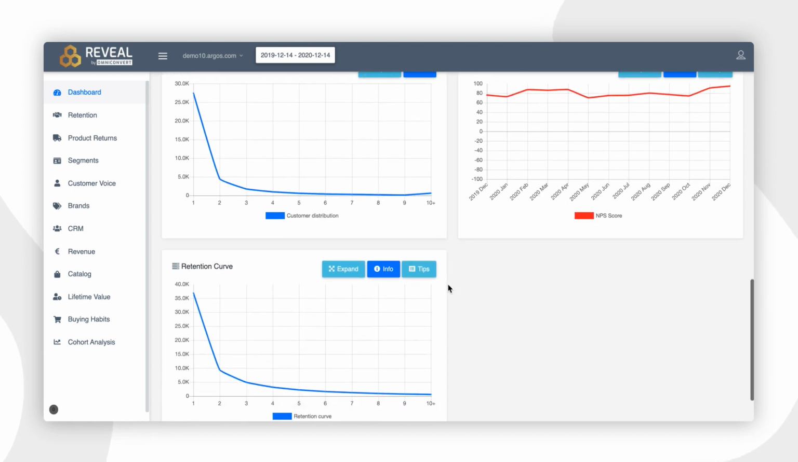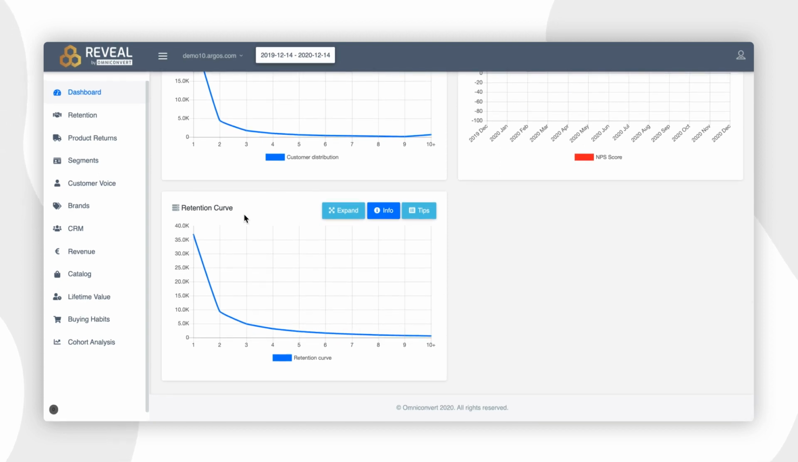And the last one, the retention curve. The retention curve highlights how many customers placed at least one order or at least two orders, and so on.